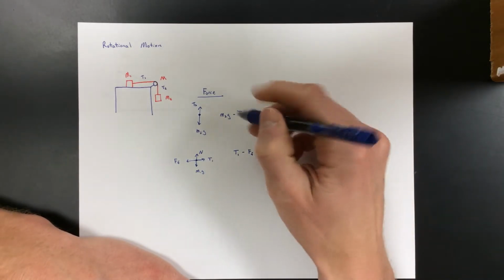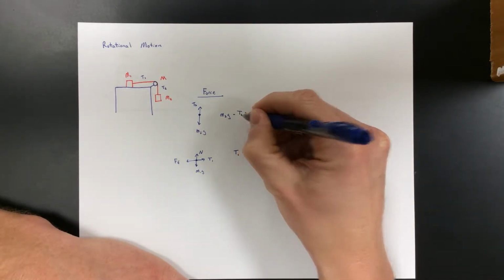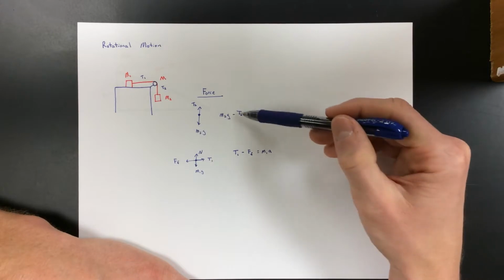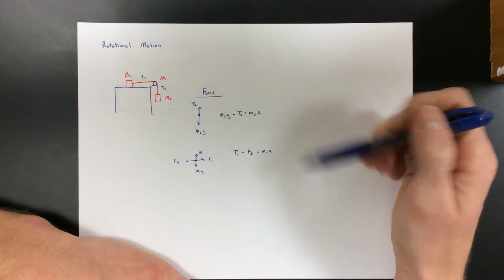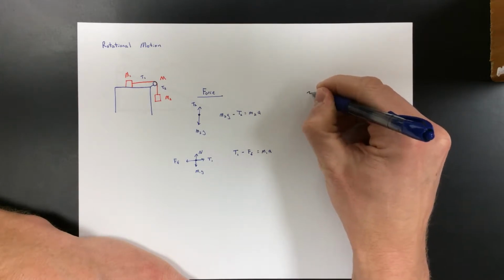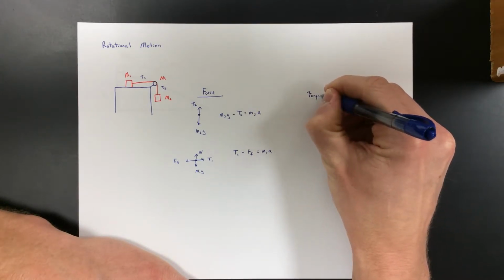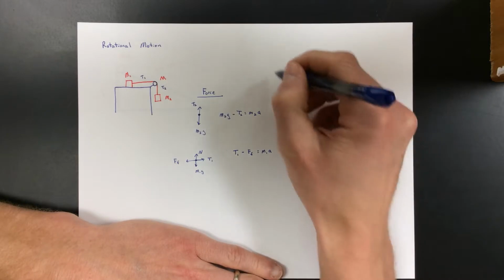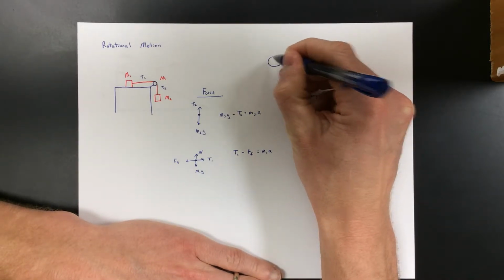And again, this is T2. So we have three typical variables, T1, T2, and the acceleration. So we don't really have enough if we just look at forces. So let's go ahead and look at torque. And when I mean torque, I mean the torque on the pulley. So here's the blown up version of the pulley.